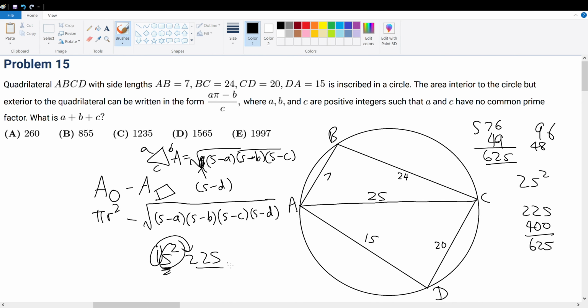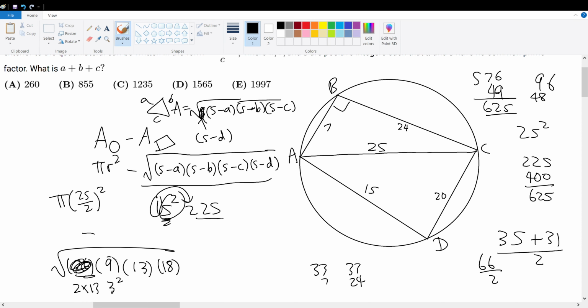So we have to subtract the square root of 33 minus 7, which is 26, times 33 minus 24, which is 9, and then 33 minus 20, which is obviously 13, and 33 minus 15, which is 18. So what is the square root of all this? Well, factorize. That is 2 times 13, that is 3 squared, and then 13 and 13 combine. And 18 is the same thing as 9 times 2, but 9 is 3 squared, times 2.